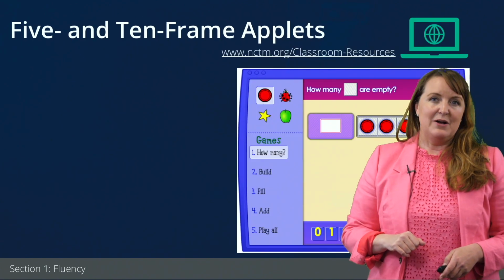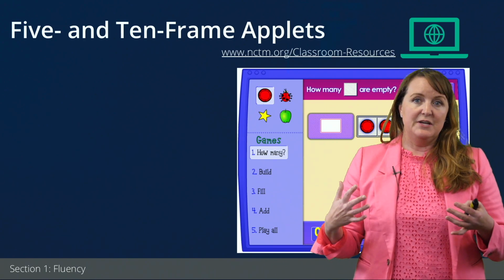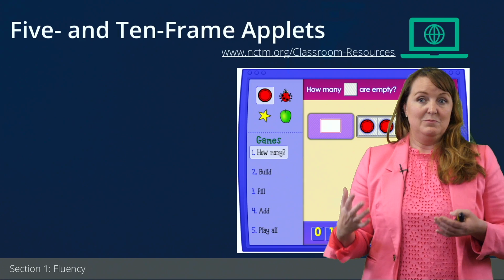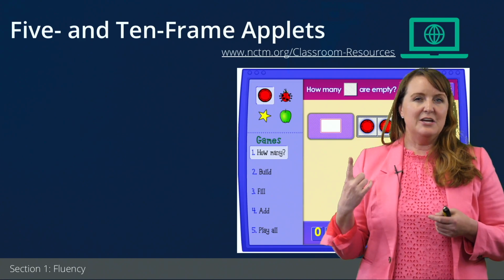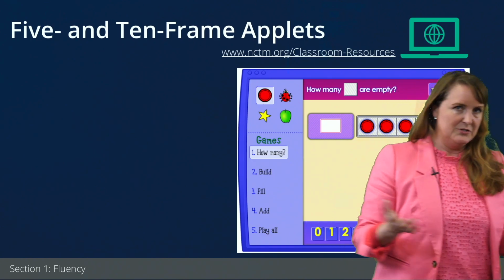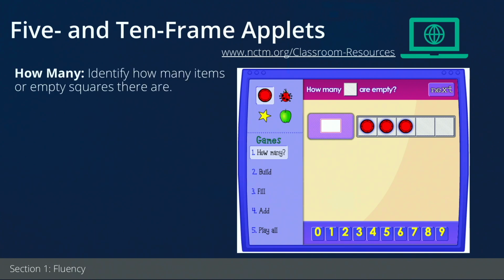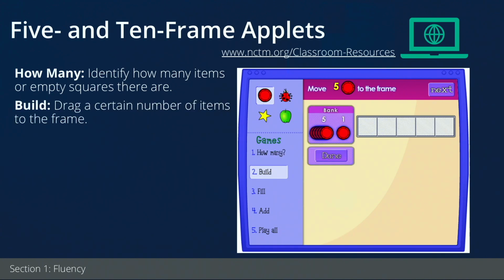Another way that we can practice fluency is thinking about using technology. So there are several examples out there of how we can use technology to practice counting. Here is one example, and if I keep standing here, you're not going to be able to see it. So let me move out of the way. So here, students are going to count how many, and they're trying to identify how many empty squares there are. So here, I could count that I have 1, 2 empty squares, and then I could answer that.